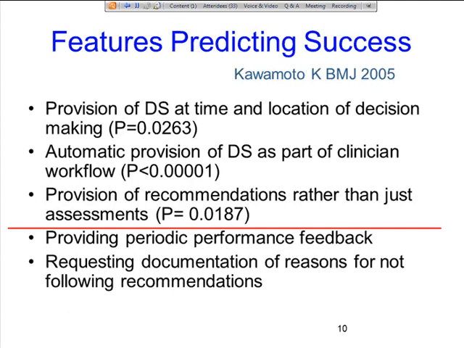Ken Kawamoto, writing in BMJ, tried to isolate features that predict success of computer-based decision support: providing that decision support at the time and location of decision-making, automatically providing decision support as part of clinician workflow, as opposed to making them go out and ask for some help, providing recommendations about what to do rather than just assessments of where we stand, providing periodic performance feedback, and requesting documentation of the reason for not following recommendations if you decide you're not going to do what the computer suggests.